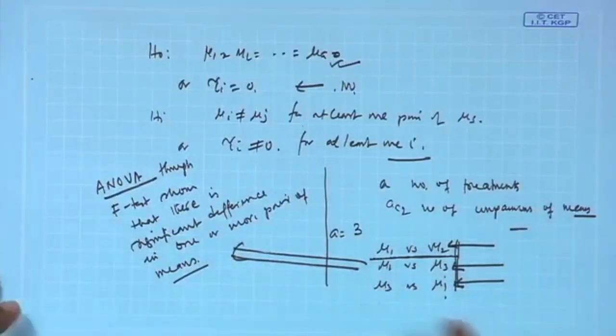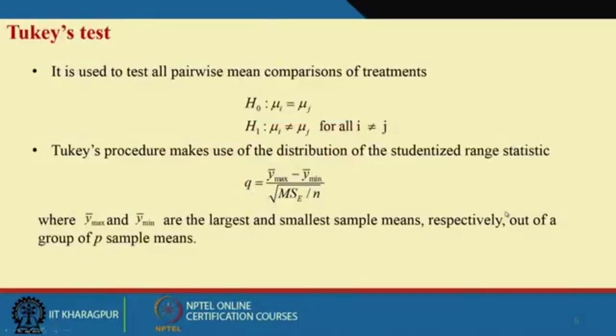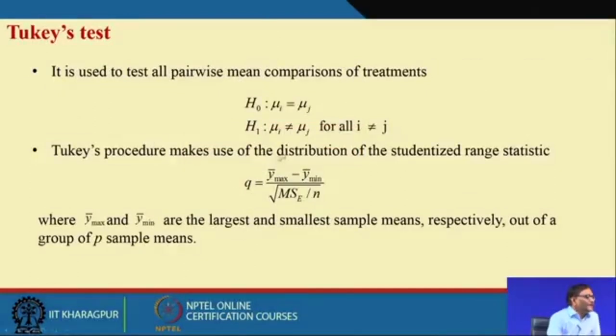Let us see the hypothesis for the pairwise comparison: mu i minus mu j equals 0, and mu i minus mu j not equal to 0. We will see Tukey's test and Fisher LSD test. What is Tukey's test? First there is a statistic Q, known as the studentized range statistic, which is y bar max minus y bar min divided by the square root of MSE by n. All the quantities on the right-hand side are known to you.